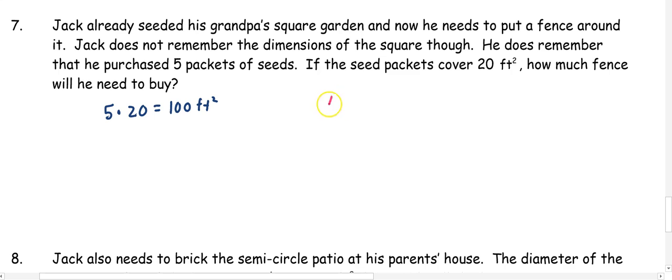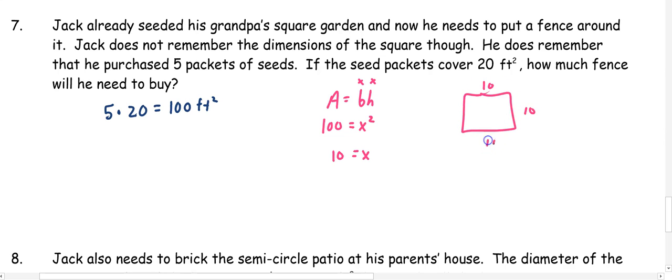So remember that the area of a square is equal to base times height, but in a square, they're equal. So we're going to call that x squared equals 100 because we're looking for the base and the height. So when we take the square root, we know that x is 10. So each side of the square has a length of 10. So the perimeter is 4 times 10, so he's going to need 40 feet of fencing.